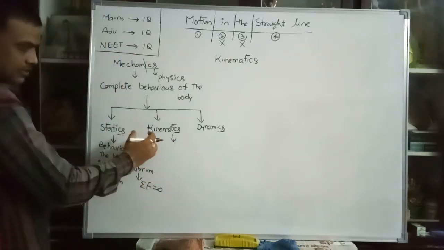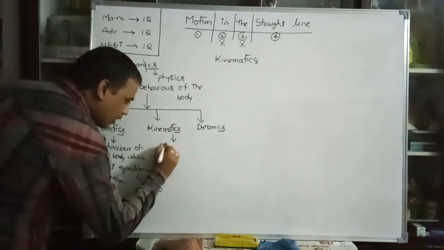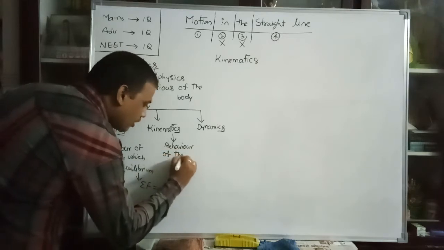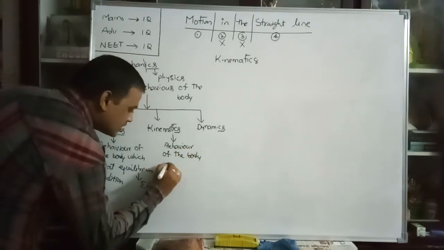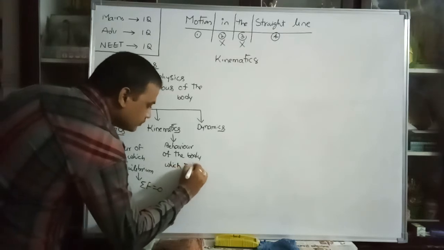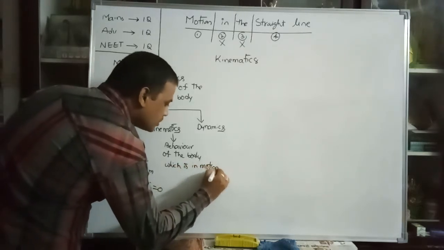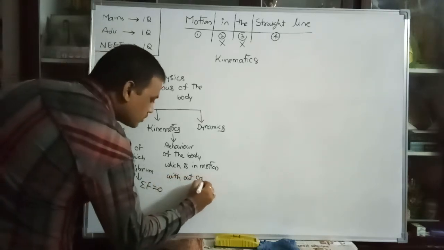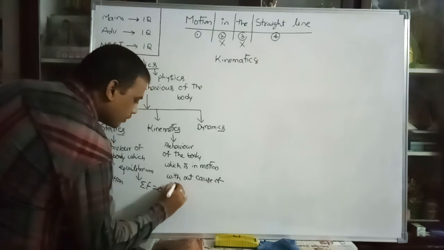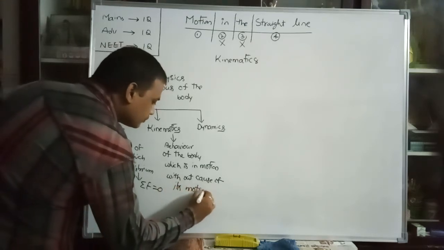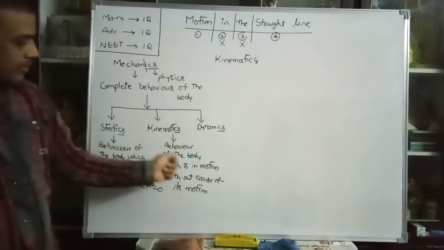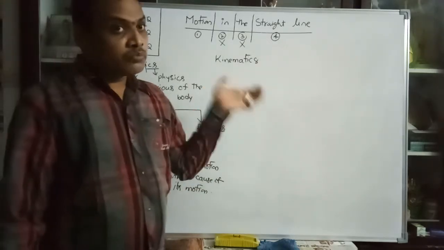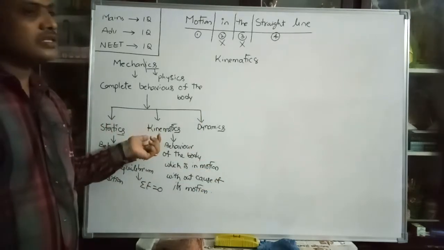What is kinematics? It is a branch of mechanics which can explain the behavior of a body which is in motion, without considering the cause of its motion. To explain the behavior of the body, that body must be in motion. So if a body is in a moving state, that moving state can be explained on the basis of kinematics.